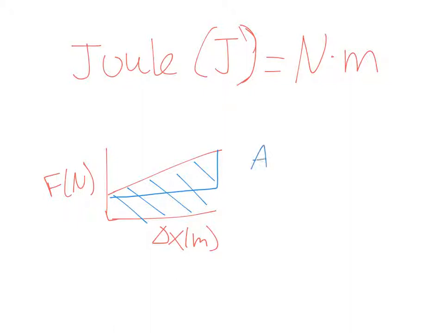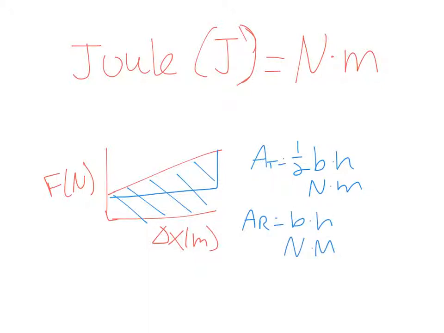So the area of the triangle was 1/2 base times height. Those units were Newton times meters. The area of the rectangle was just base times height. Again, those units were newtons times meters. So the unit for energy is a joule. Breaking down a joule, you get a Newton times a meter, or a Newton meter.